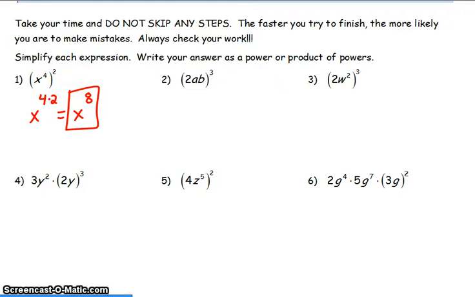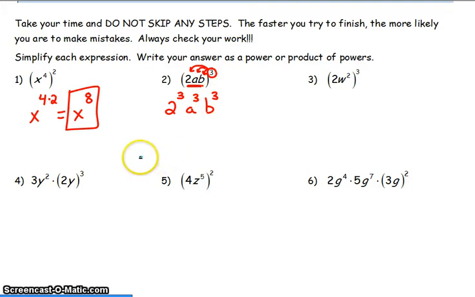Alright, number 2 is the second property that we learned today. I have 3 different things that I'm multiplying together inside the parentheses and raising those parentheses to the power of 3. This is where I have to apply that exponent to every single term inside these parentheses. So the 2 is raised to the 3rd power, the A is raised to the 3rd power, and the B is raised to the 3rd power.